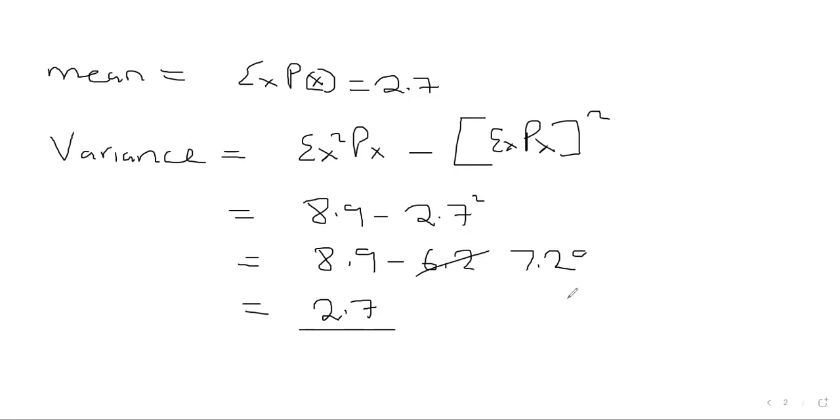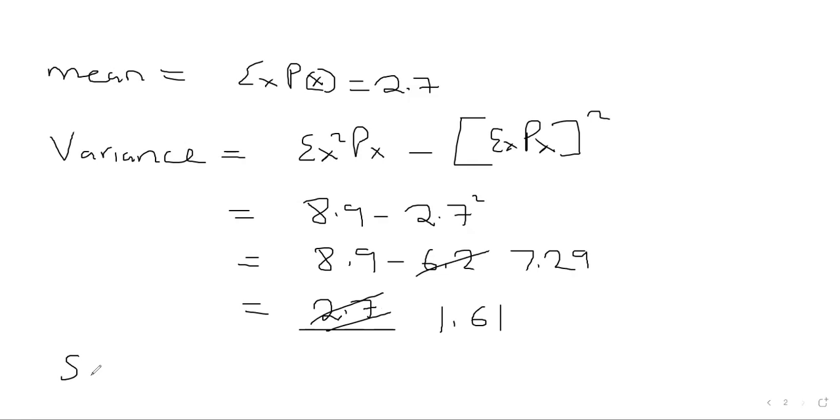1.61 as the answer. As the answer, what do we get? 1.61. Okay. So this is called the variance.